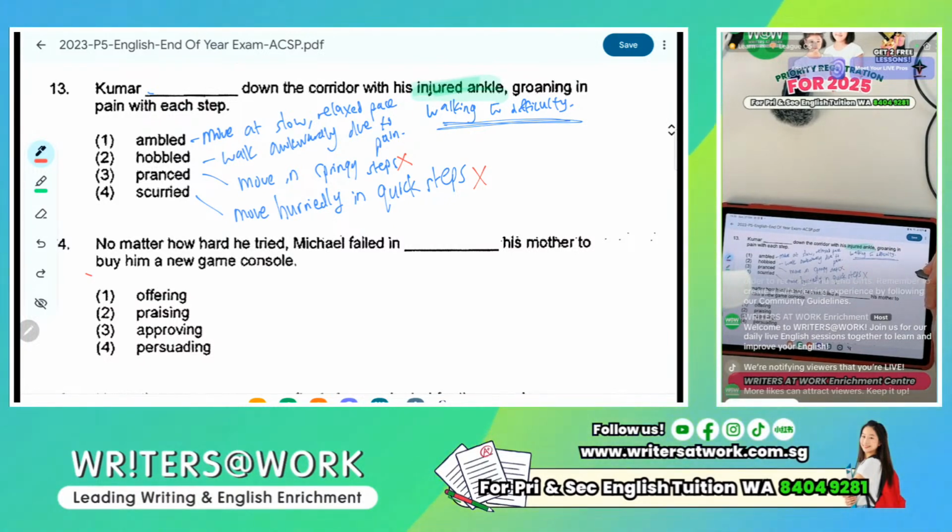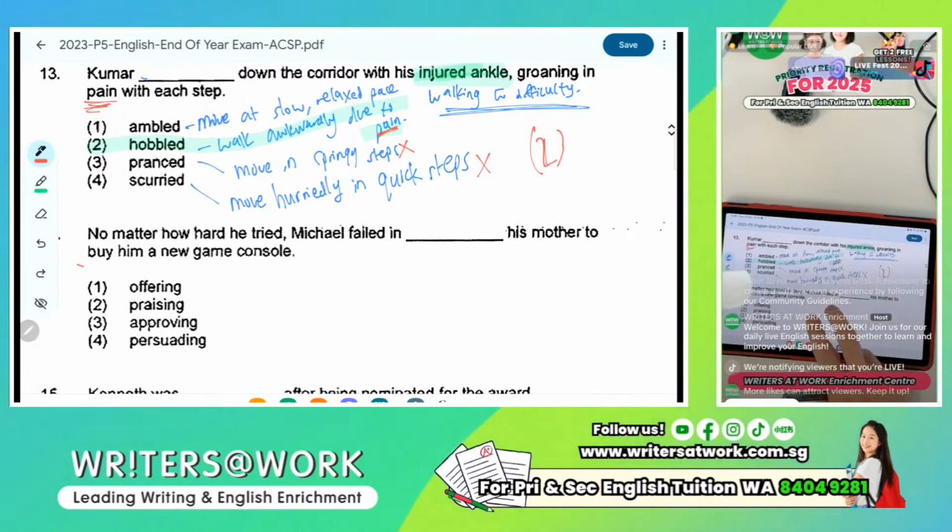Okay? Now, the correct answer here will be number 2, hobble. Because the awkward movement is due to pain, which is specified in the question too. Okay, so number 2. Number 1 is usually referring to very heavy humans and non-humans. For example, elephants, they amble. Okay.